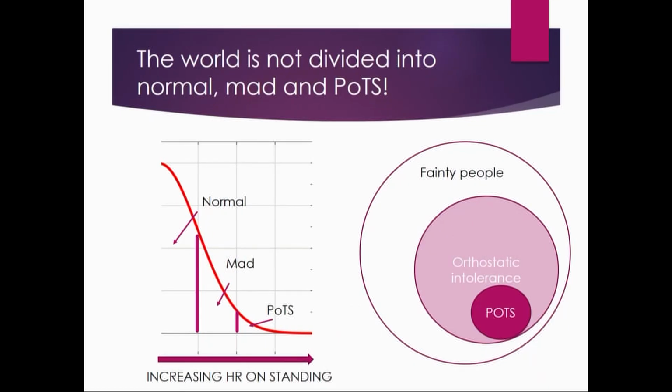So I think it's very important to remember that there are lots of fainty people. There are people who stand up and feel unwell, and we call those orthostatic intolerant, and POTS is a proportion of that. But we mustn't feel that if your heart rate goes up by a certain amount when you stand, you've got POTS. There's a group of normal people, and the people in the middle are just barking mad and just making up the symptoms. It just isn't like that.